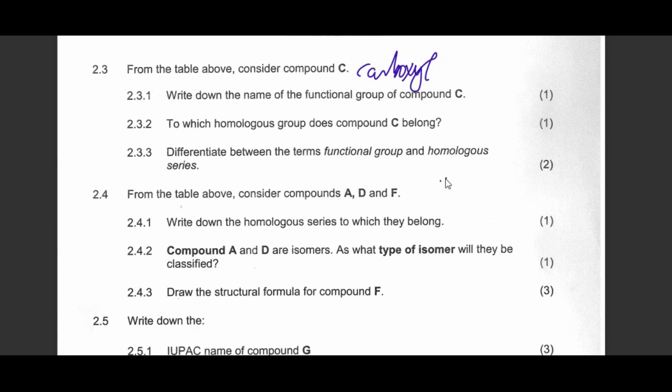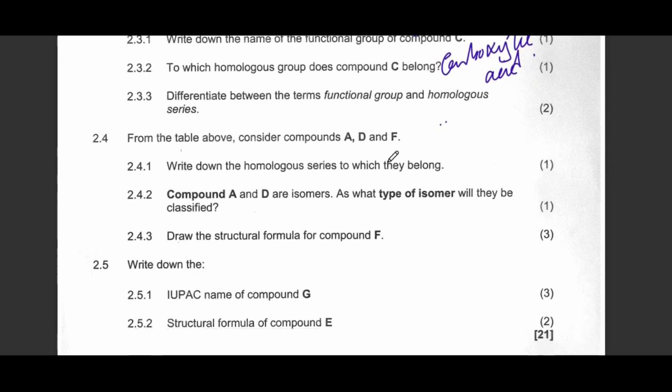And then they're saying, to which homologous series does compound C belong? We have seen that it is a carboxylic acid. The functional group is a carboxyl group, but the homologous series is a carboxylic acid.